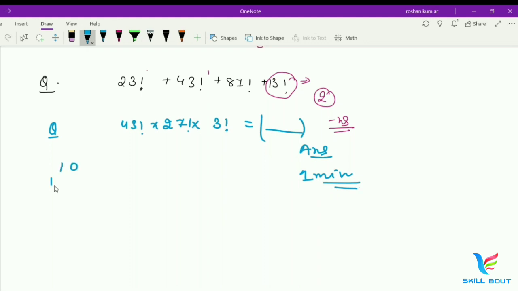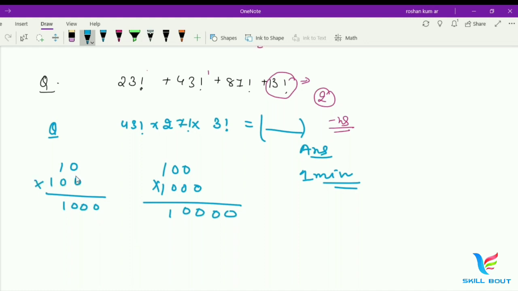Let me give you the same example again. See this very carefully. 10 into 100 is equal to 1000. 100 into 1000 will be equal to 10,000. What exactly is happening, guys? If you are smart enough, you can figure it out. This is not addition, this is multiplication. If the numbers are getting multiplied, the number of trailing zeros are getting added. So I'll go back and find the number of zeros here, find the number of zeros here also, and add all of them.